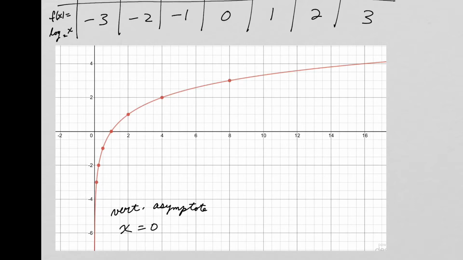That's one thing. And notice that the log function can never be negative, right? You don't see it over here. So you can't take the log of a negative number. It's undefined. Okay, another thing to notice. The horizontal intercept. So this point right here.